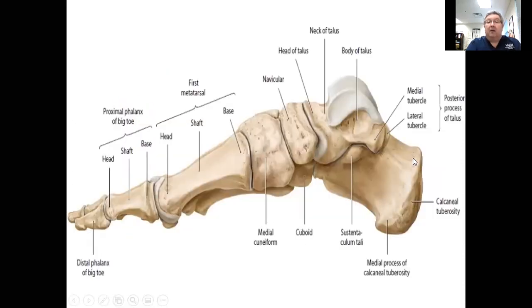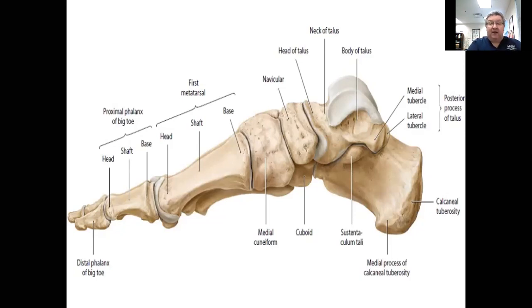All right. On the top, you will see the talus. Kind of looks like a pulley. On the bottom is the calcaneus, that big, thick bone. Between the talus and the calcaneus, there is a small bone. The bone is known as sustentaculum tali. It basically is a shelf, and it helps protect the talus.